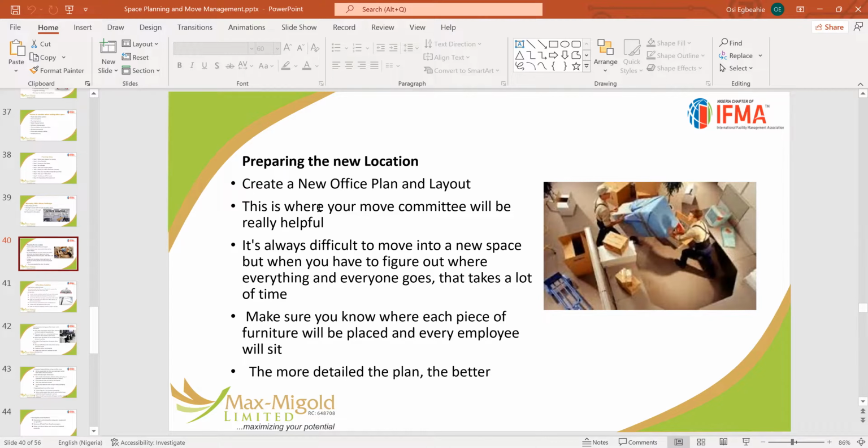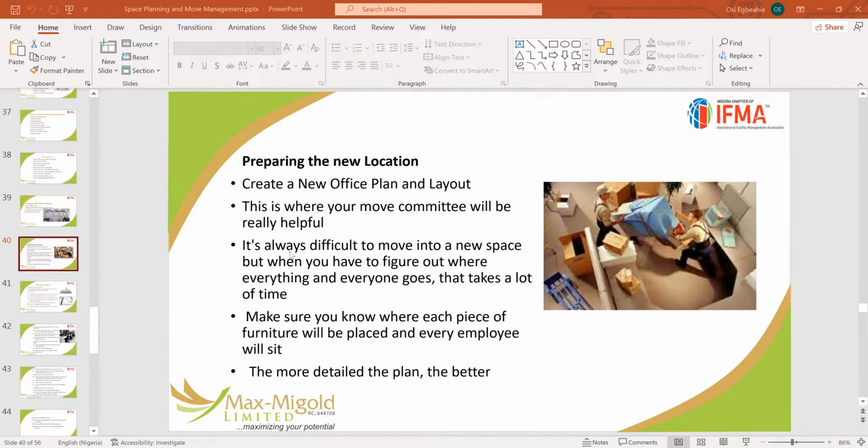This is preparing the new location. Create a new office plan, a floor layout. It's very important to do that. This is where your move committee will be really helpful.